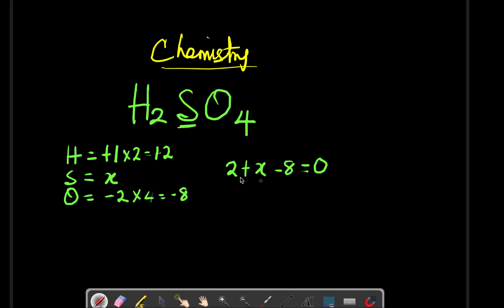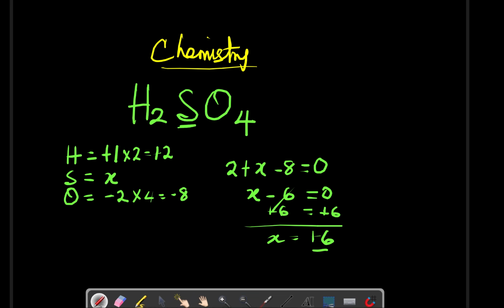So what do we need to do? 2 minus 8 will give us -6. Equate that to 0. You're looking for x, which is sulfur. You add 6 to both sides. The positive 6 will cancel out with that -6. When you do that, what do we have? This cancels. X now will be equal to 0 plus 6, which gives us +6.